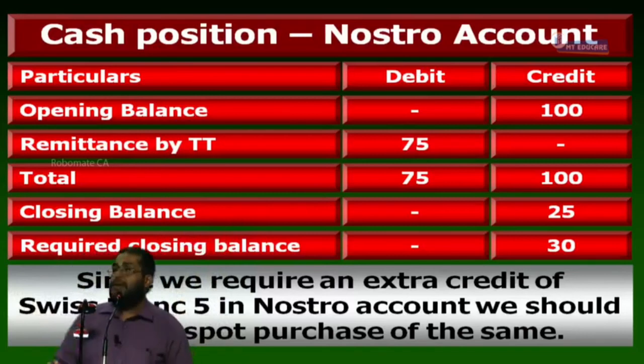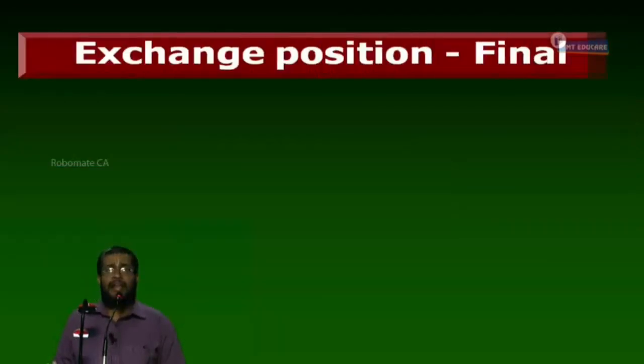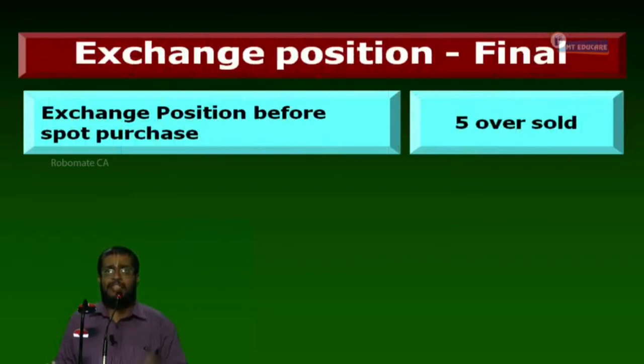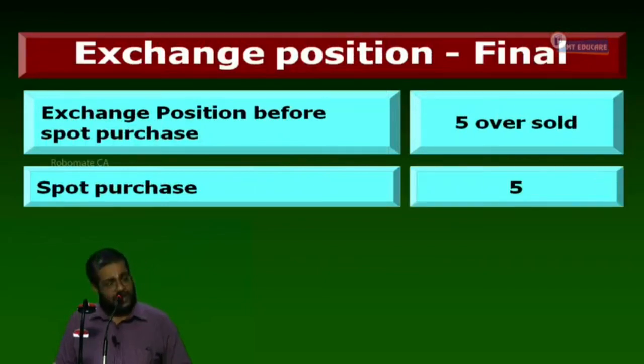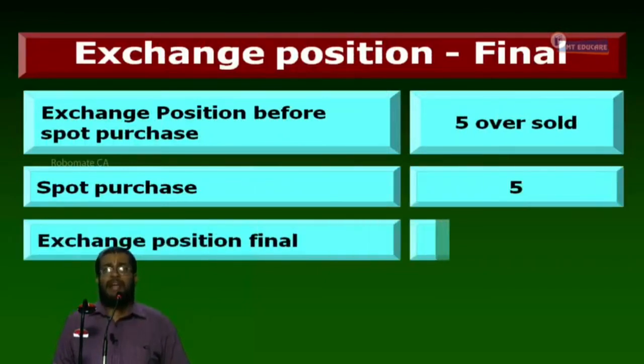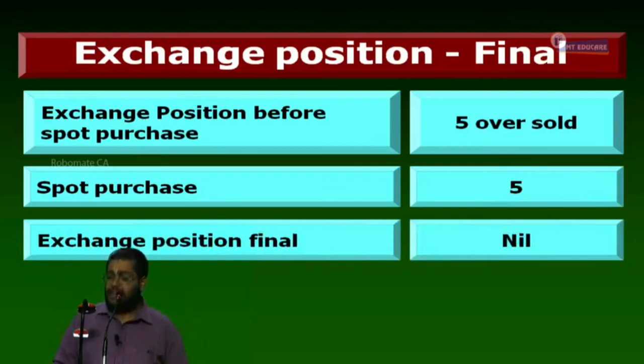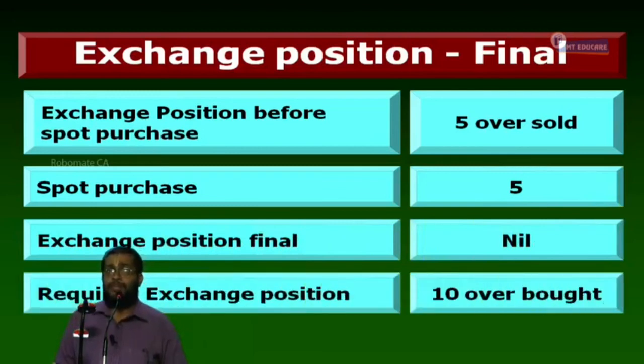5 Swiss francs in the spot market and put it into the nostro account to make the balance 30. Right or not? Tell me, currently my exchange position is 5 oversold. Right or not? But now, in the spot market, I purchase what? 5. In that case, what is my exchange position? 0. What is my target exchange position? It should be 10 overbought. 0 is my exchange position. I want to make it what? 10 overbought.